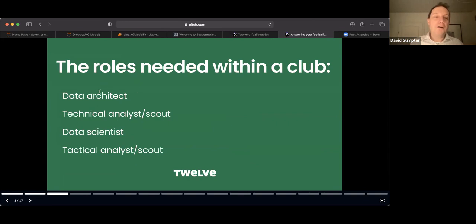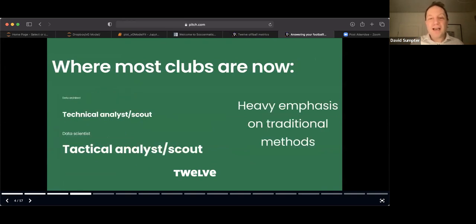within a club, you need to have these four different types of roles. I illustrate how it looks today in many clubs is something like that. So we have the data architect and the data scientist sort of disappear, might be a student who's doing a few things. Maybe there's no data architecture at all. Then there's a lot of people who are very good at being a tactical analyst and a scout. And also then there's technical analyst.